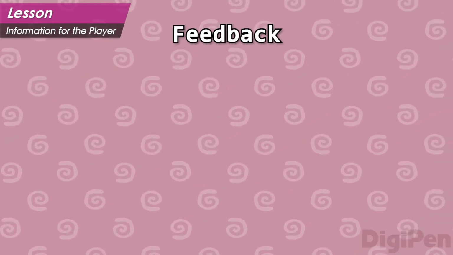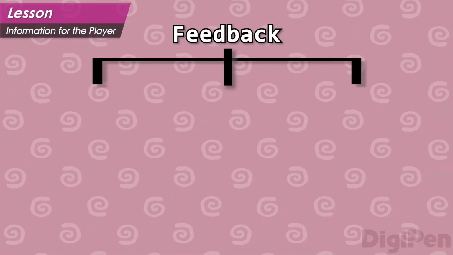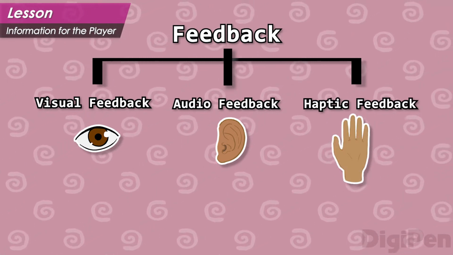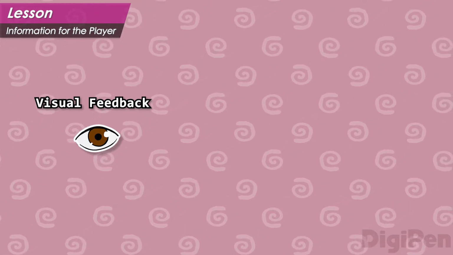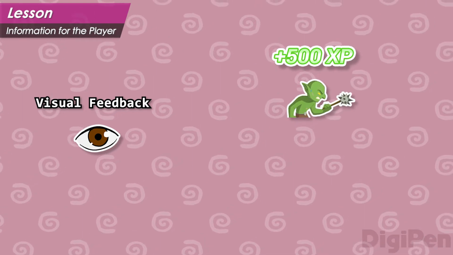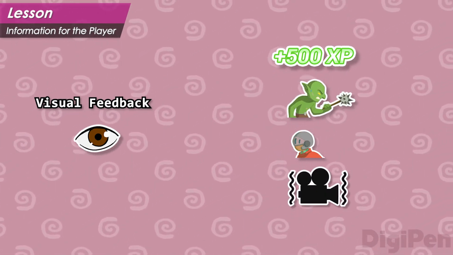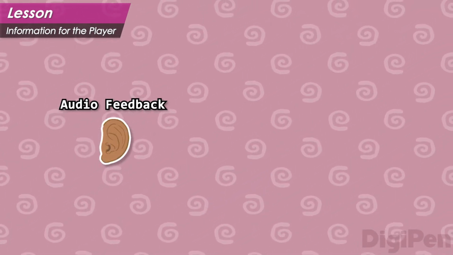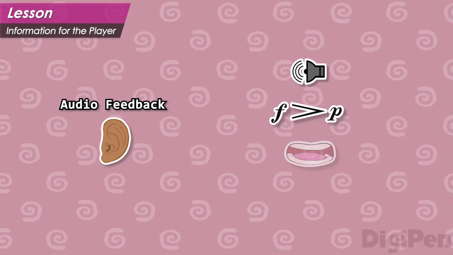There are many different kinds of feedback used in games, but they generally fall into three main categories: visual feedback, audio feedback, and haptic feedback. Visual feedback is feedback that you can see. It includes text popping up or numbers changing, character animations, things changing color, screen shaking, and so on. Audio feedback is feedback that you can hear. It includes sound effects, changes to the background music, character speech, and so on.